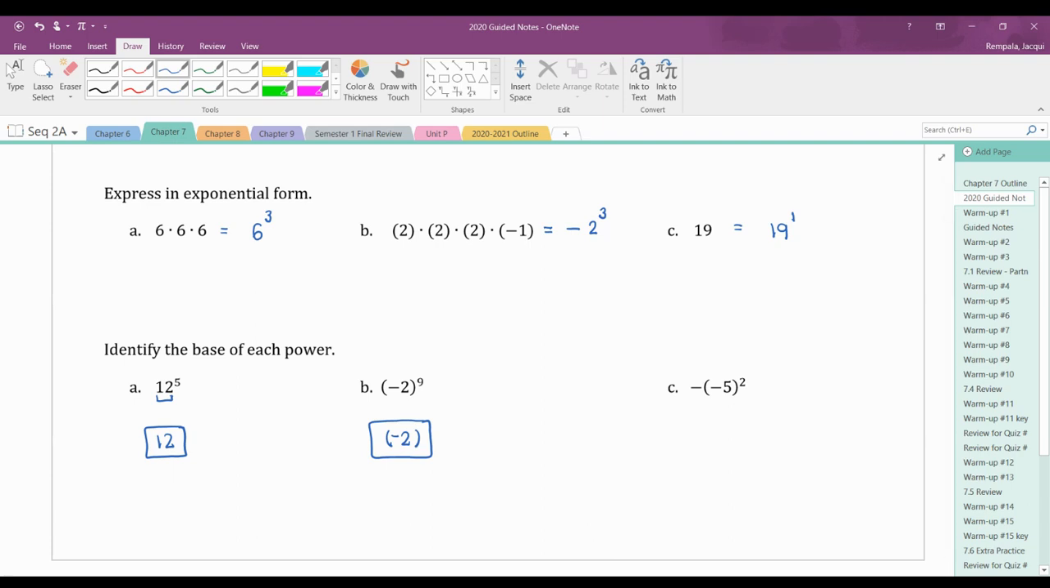So parentheses matter. In the next one, notice that there's a negative, and then I see a negative 5 in parentheses. This outside negative has nothing to do with the base. But just like that second problem, the negative 5 that's in parentheses is the base. So I would write negative 5 in parentheses. That is my base. Okay, so hopefully you were able to understand in this lesson what a base is, what an exponent is, and how we can write things out in repeated multiplication.